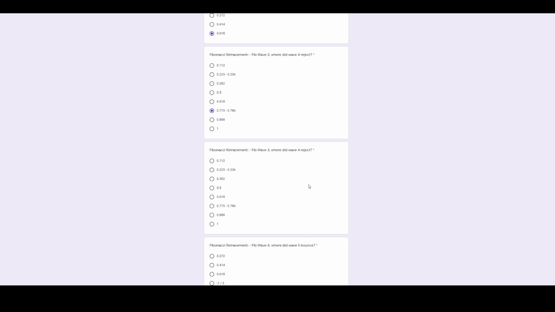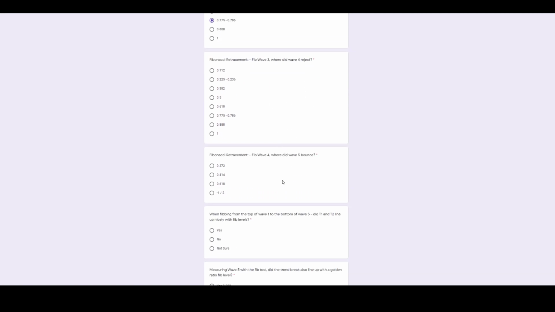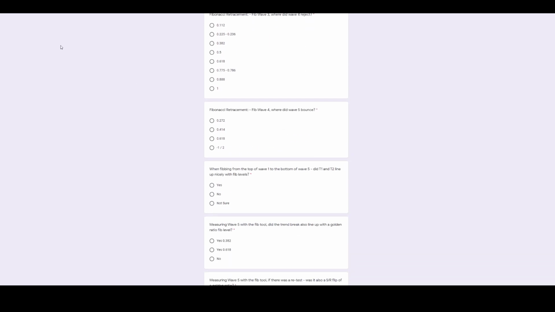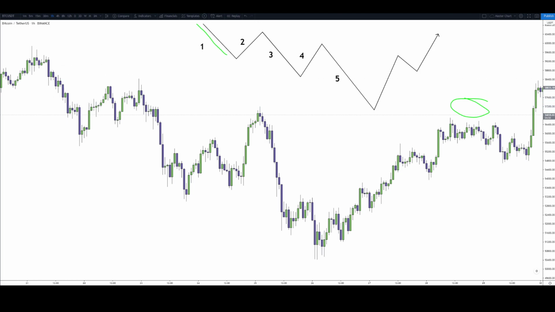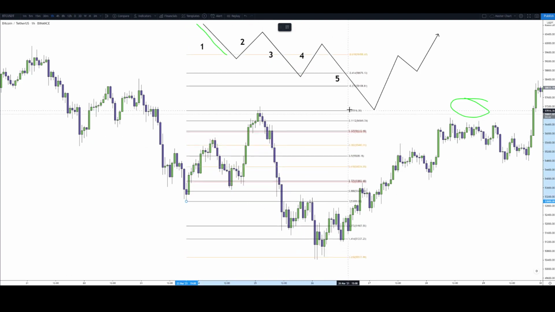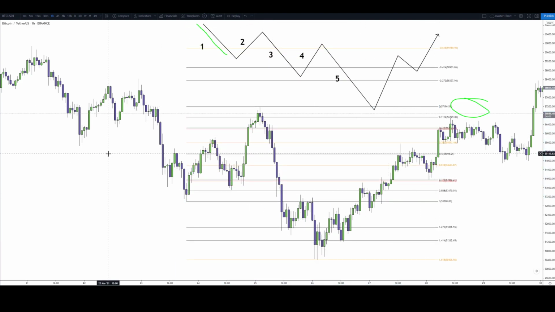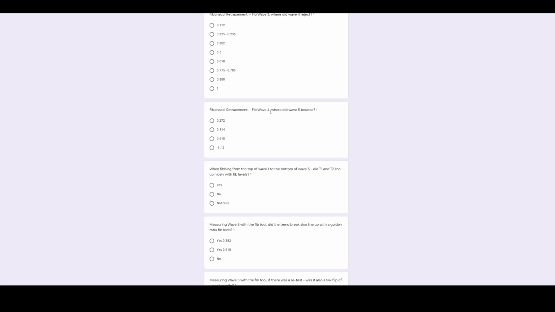I need to delete that. It's a double up. Fib wave 4. Where did wave 5 bounce? Alright, so we'll just delete this fib again. We know that this is wave 1, 2, 3, 4. Alright, wave 4. Wait on. What do we got here? Fib wave 4, where did 5 bounce? That's the 618.